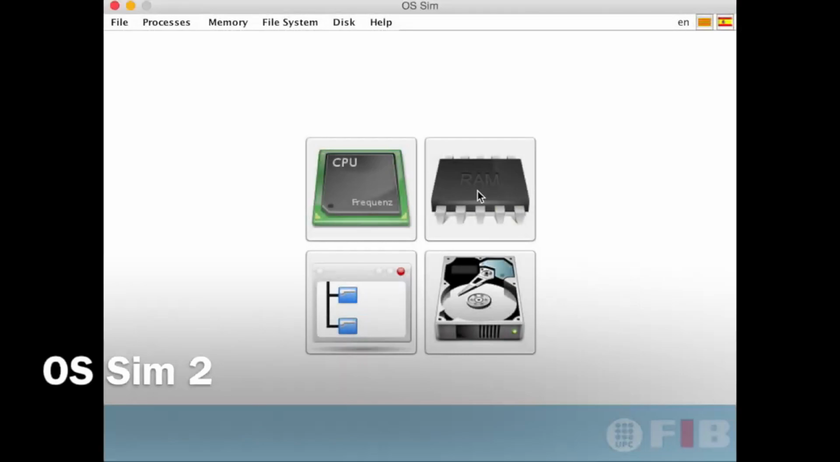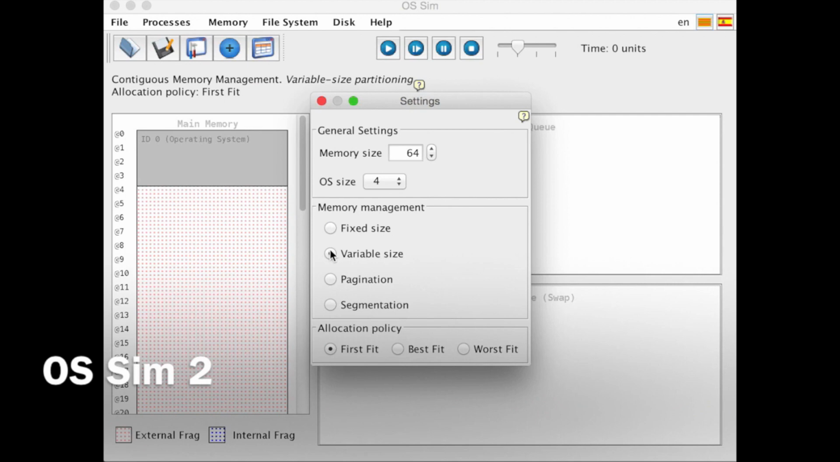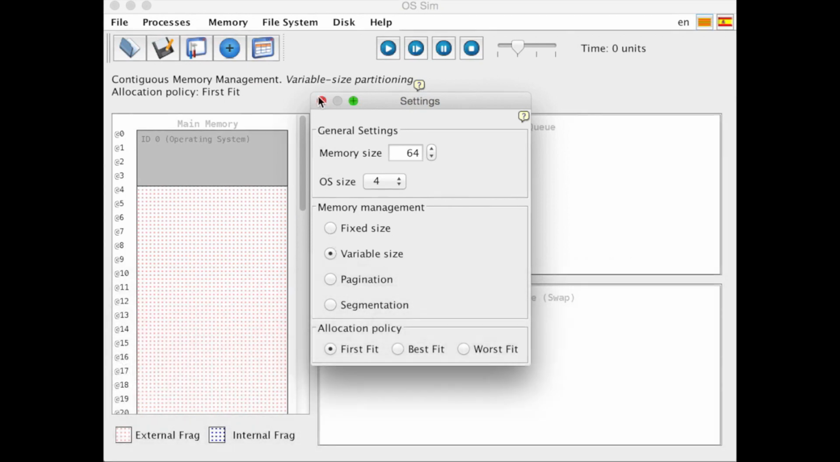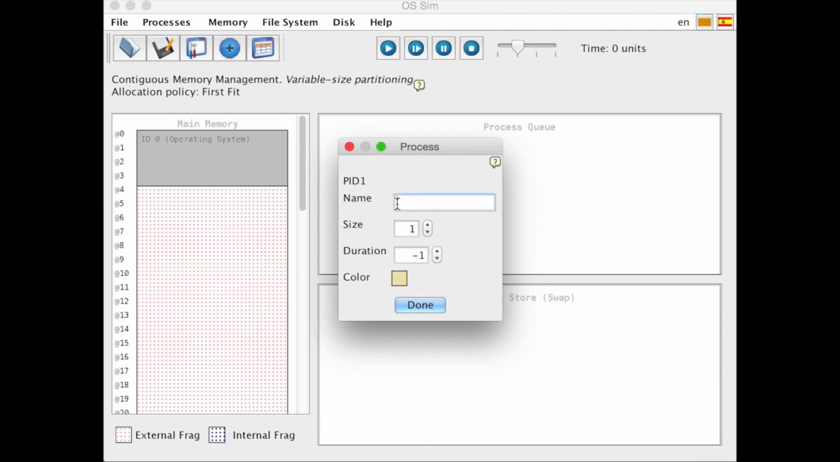Thank you. Hello everyone, in this video I am going to explain about the memory management techniques in operating system. There are 5 memory management techniques: contiguous memory allocation, non-contiguous memory allocation, virtual memory, fourth memory protection, and fifth memory allocation strategies.